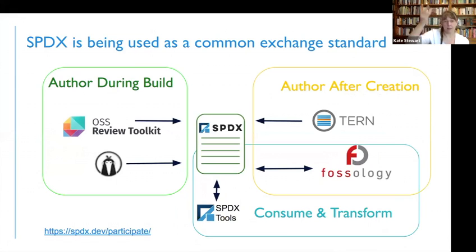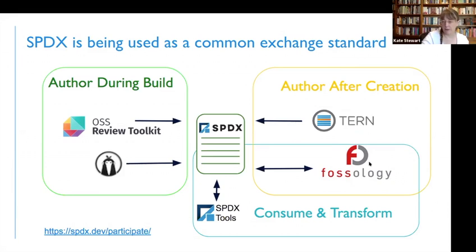And in terms of the SPDX tools that are associated with it, we've been grouping them into authoring during build, and these open source tools are able to author during your build and generate SPDX documents. These ones are able to author after creation. Tern is one of the projects that's actually able to take a container and pull it apart and generate an SPDX document to summarize the metadata. So you can actually see what's in there if you don't have one produced for you. You can actually go and recreate it after the fact.